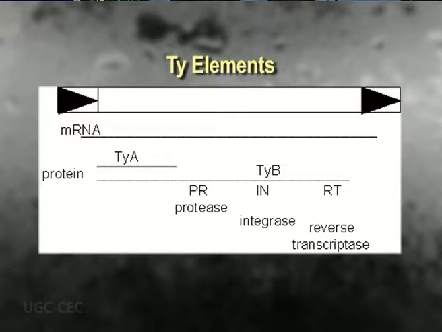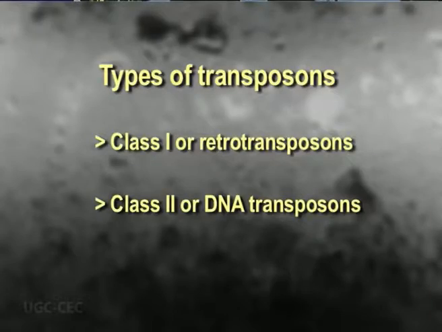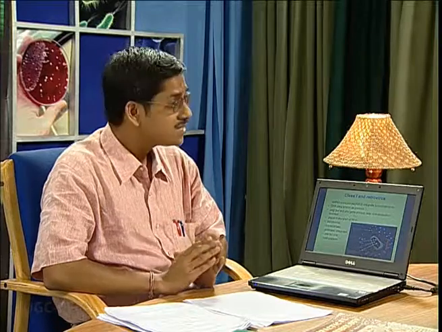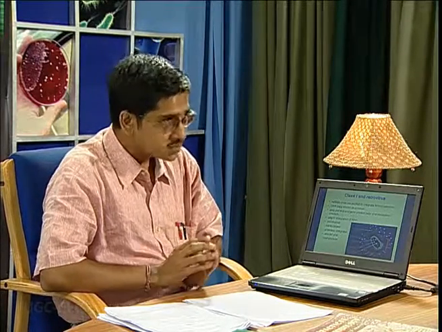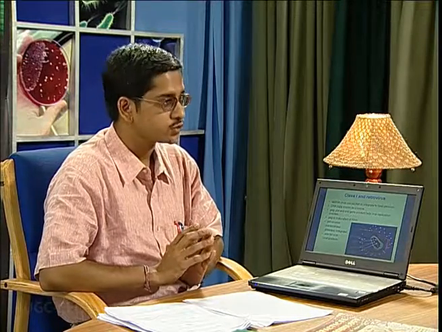From different organisms, various such elements, not Ty but other similar types of elements, were isolated, and they were broadly categorized into two classes: the class 1 or retrotransposon and the class 2 or DNA transposon. Sir, we know that class 1 transposons are retrotransposons, but why are they so called? The reason class 1 transposons are known as retrotransposons is that they have a similarity to the replication phase of retroviruses. That is, the transposition process has some resemblance to the replication phase.